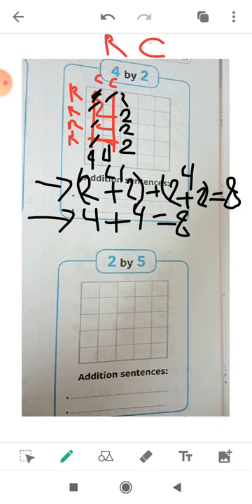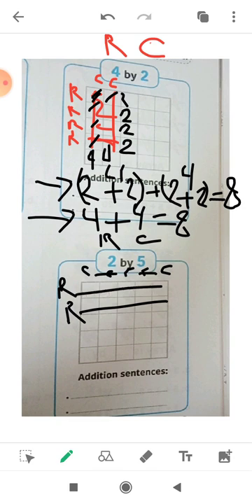Okay, now let's see the next one. The first number represents the row, the second number represents the column. So how many rows? 2, so R. How many columns? 1, 2, 3, 4, 5. I will color all of these lines. Okay, the first one: this array is called 2 by 5. The first number shows the rows and the second number shows the columns.